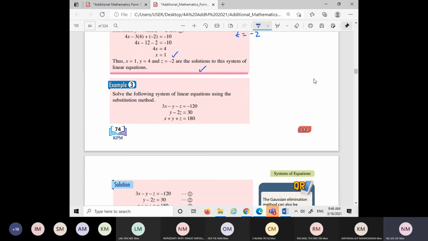Now we want to see another question. Just now we were using the elimination method. Now we want to use the substitution method. Okay, this is the substitution method. If the question didn't mention what method to use, then you can use any method that you like, whichever you feel is easier for you. But if the question mentions what method to use, you have to strictly follow. You cannot simply use another method.